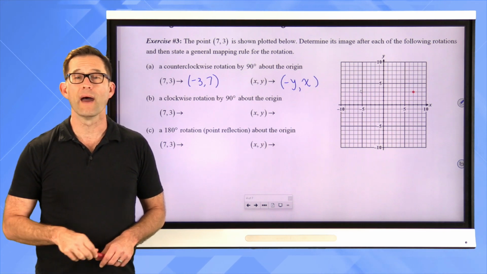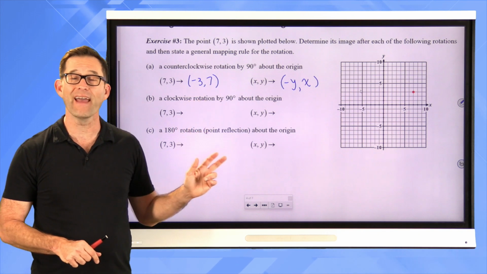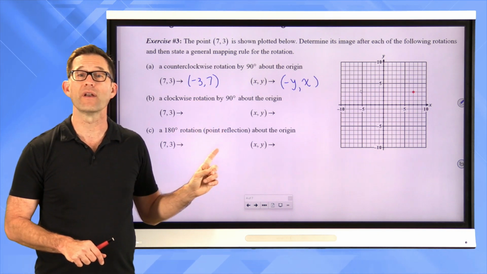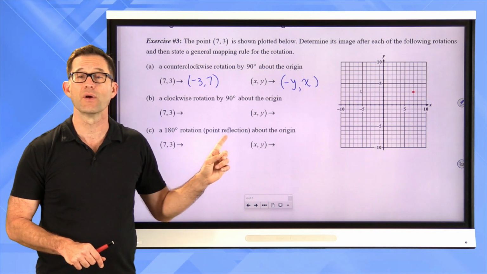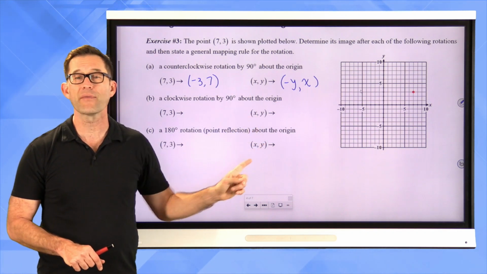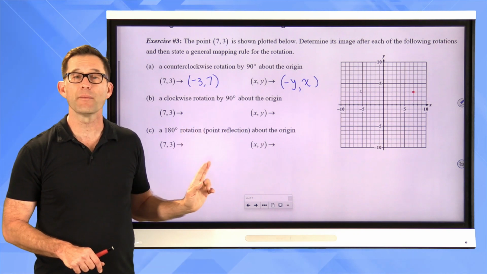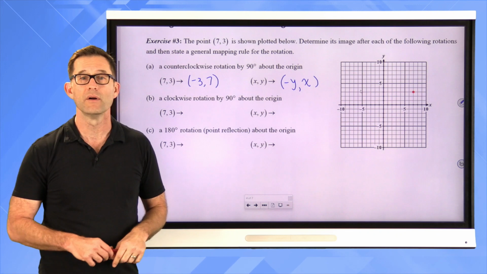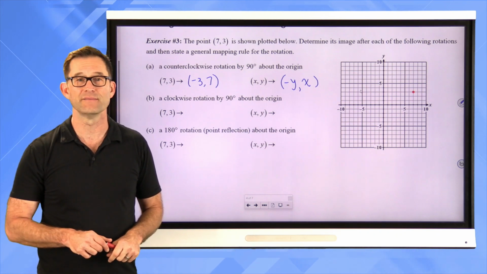What I'd like you to do now is experiment in B and C with a 90 degrees clockwise rotation and a 180-degree rotation, which is also known as a point reflection, both about the origin. See where (7, 3) gets mapped to, and then see if you can come up with the generalized rule. Pause the video now and go ahead and try that.